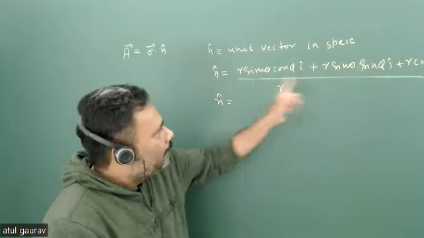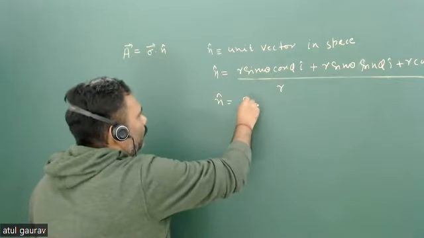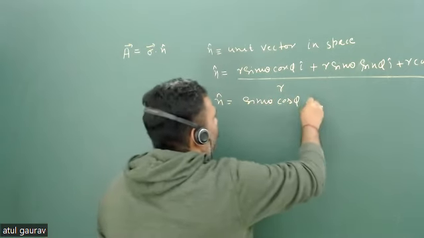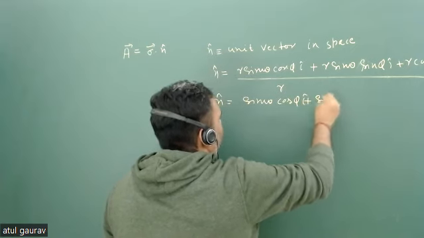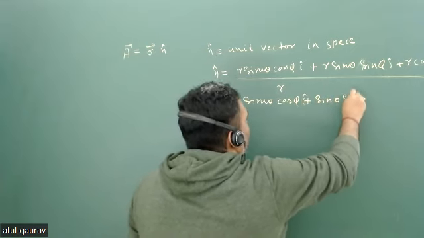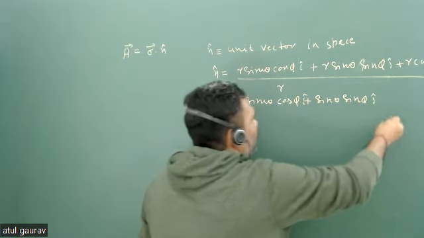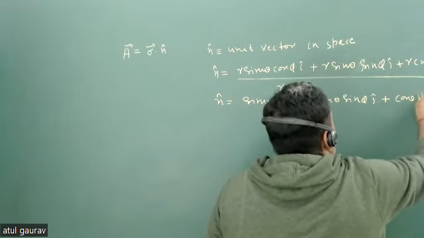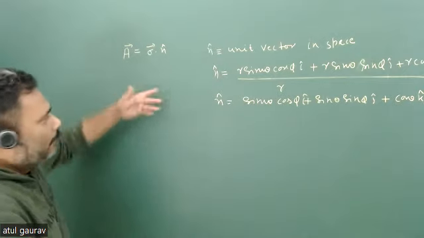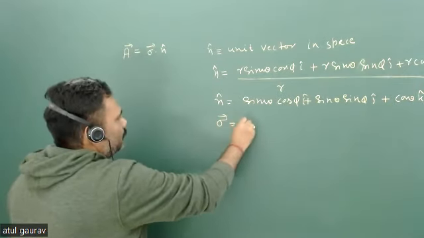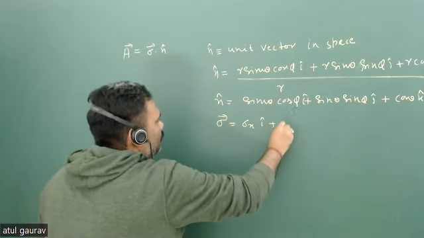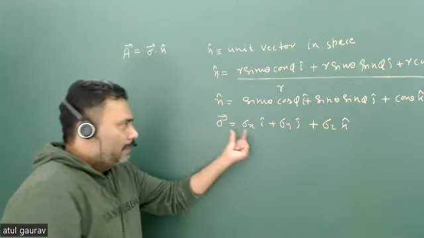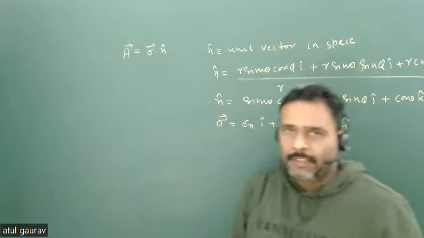So the n cap vector in any theta and phi direction is given by sine theta cos phi in the i cap direction, plus sine theta sine phi in the j cap direction, plus cos theta in the k cap direction. And what is my sigma vector? The sigma vector is basically sigma x i cap, plus sigma y j cap, plus sigma z k cap. Sigma x, sigma y, sigma z are basically the Pauli spin matrices.